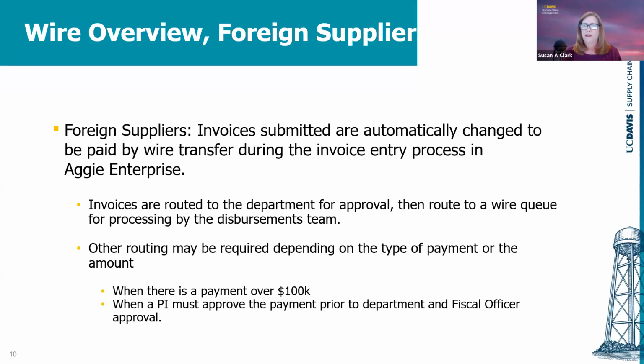We have to review each invoice to make sure we have all the necessary information. When we don't, we will reach out and ask for that information or clarify something if we need to. Other routing that may be required could delay the processing of a wire. It depends on the type of payment. If there's an invoice that is over $100,000, that has to route to our high value approval team for review. If it is an invoice that needs to be approved by the PI or the fiscal officer, it'll route to them as well. So these are things that could cause delays in the wire payment getting out.